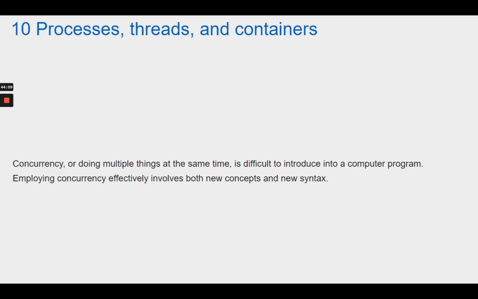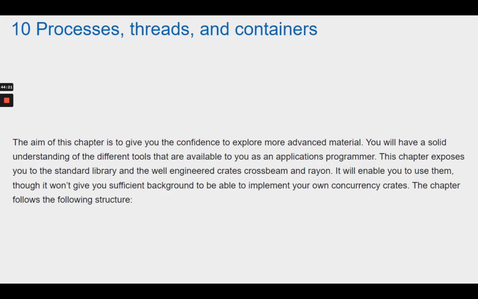Concurrency, or doing multiple things at the same time, is difficult to introduce into a computer program. Employing concurrency effectively involves both new concepts and new syntax. The aim of this chapter is to give you the confidence to explore more advanced material. You will have a solid understanding of the different tools that are available to you as an applications programmer. This chapter exposes you to the standard library and the well-engineered crates Crossbeam and Rayon. It will enable you to use them, though it won't give you sufficient background to be able to implement your own concurrency crates. The chapter follows the following structure.